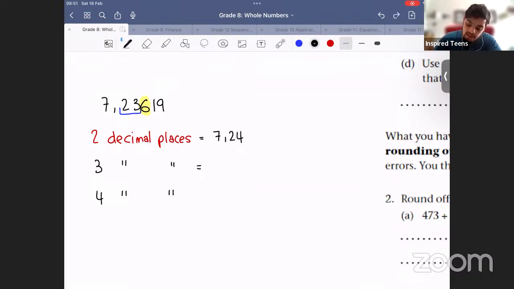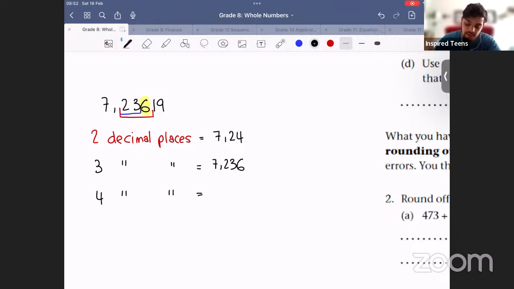So let's talk about 3 decimal places. When you round off to 3 decimal places, I need to have 3 numbers after the comma, so 1, 2, 3. So I'm going to look at the 4th number. If it's between 0 and 4, I keep it the same. If it's between 5 and 9, I round 1 up. In this case, the 4th number is 1, so it's between 0 and 4, so I keep it the same. This answer is going to be 7,236. It remains the same.